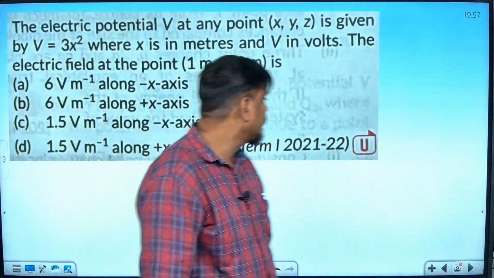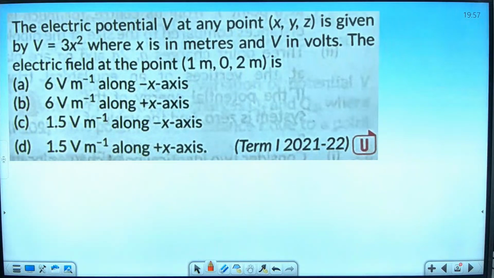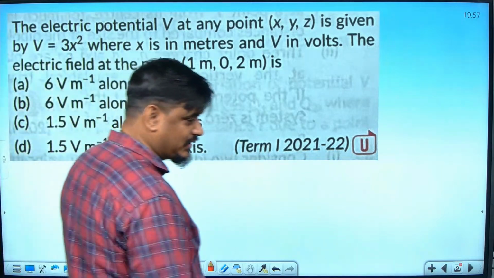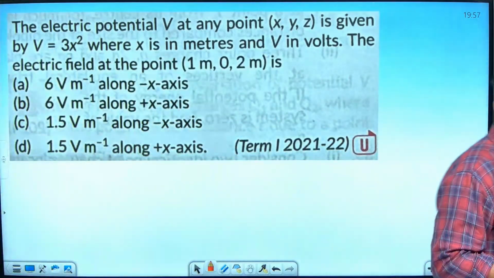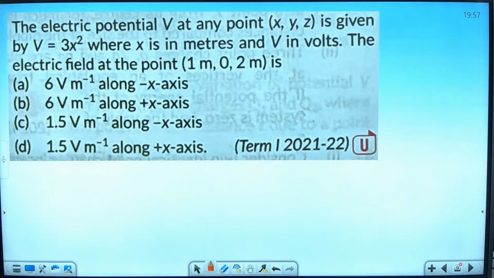Next we will see. Take one more question. This is an easy question actually. MCQ, 1 mark. It came in the 21-22 board exam. That time they had term 1 and term 2, remember? Term 1 will have only MCQ and term 2 will have theory questions, right? You remember this? During the COVID time. That time this question has come.